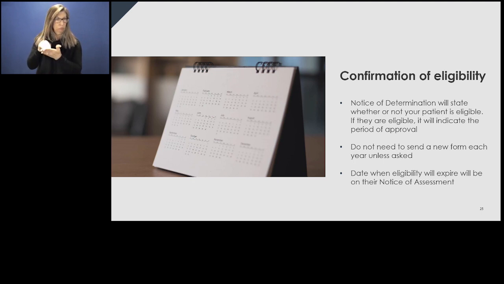If your patient's Form T2201 is approved by the CRA, they do not need to send a new form each year unless we ask for a new one. We will let your patient know when their eligibility is about to expire on the notice of assessment. They will get their notice of assessment each year after they do their taxes.